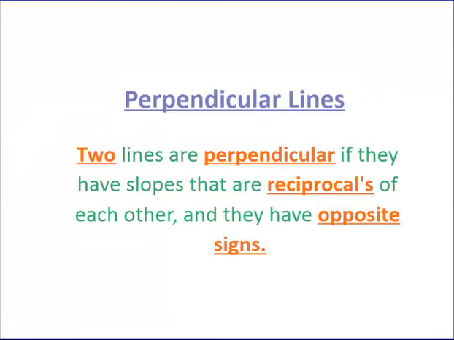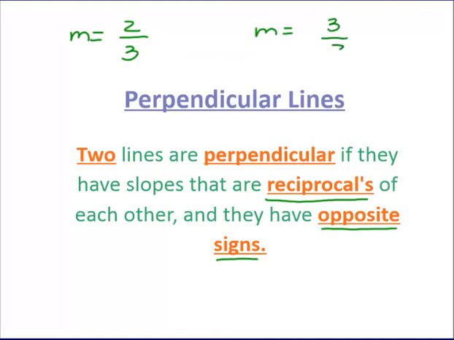So two lines are perpendicular if they have slopes that are reciprocals of each other and they have opposite signs. So what does that mean? Okay, so let's take this for example. So if I have 2 over 3, well, first of all, let's check off the first box. What's the reciprocal of 2 over 3? So if my first slope is 2 over 3, what's the reciprocal of 2 over 3? Well, that's 3 over 2. Remember, reciprocal means the flip, okay?